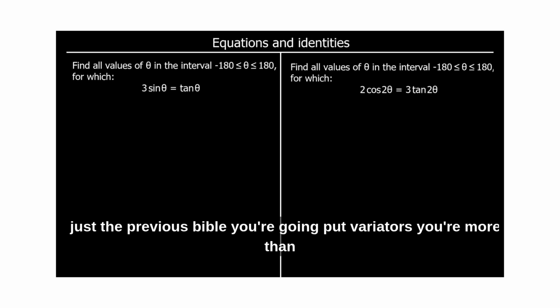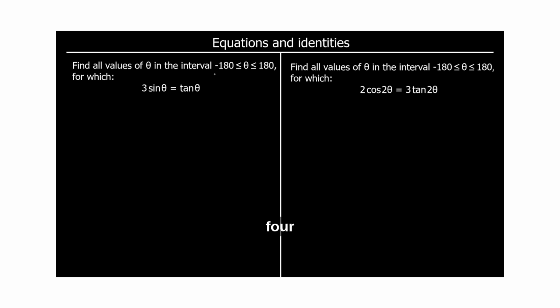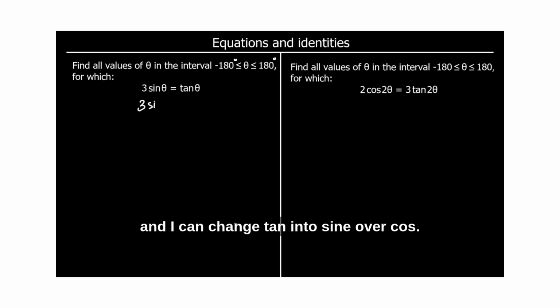Find all values of theta in the interval negative 180 degrees to 180 degrees for which 3 sine theta equals tan theta. So this time I've got a sine and a tan. I want to get rid of the tan, and I can change tan into sine over cos.